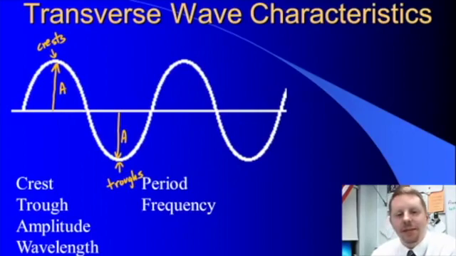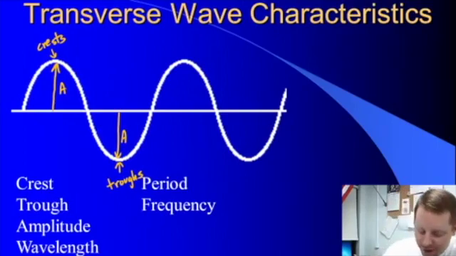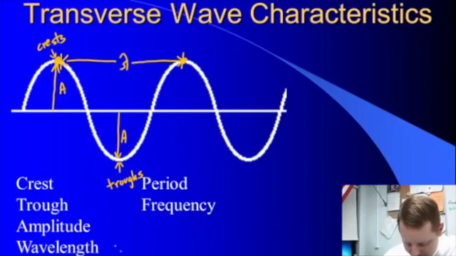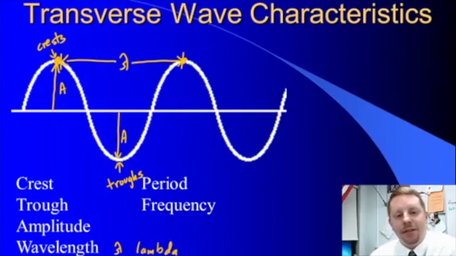Wavelength is the distance between the same point on two consecutive waves. So a wavelength could be measured from crest to crest, that distance, and we'll label that with the Greek letter lambda, L-A-M-B-D-A, if we want to write that in English. The lowercase lambda tells us the wavelength, the distance between two points, the same point on consecutive waves.